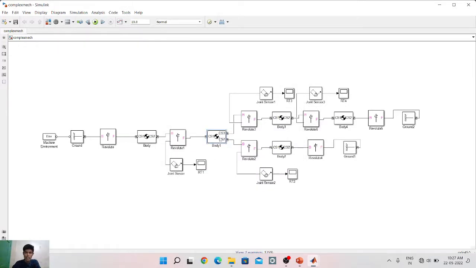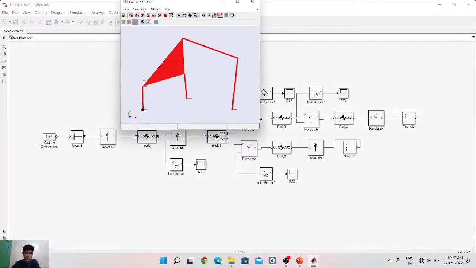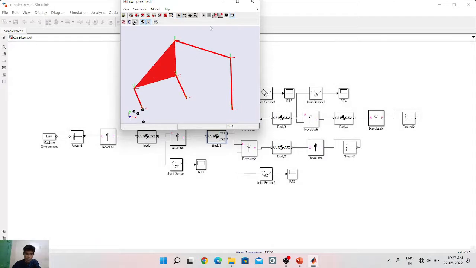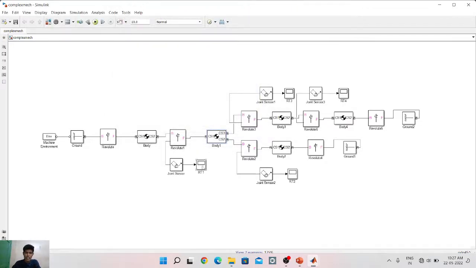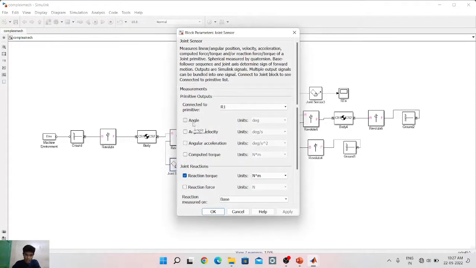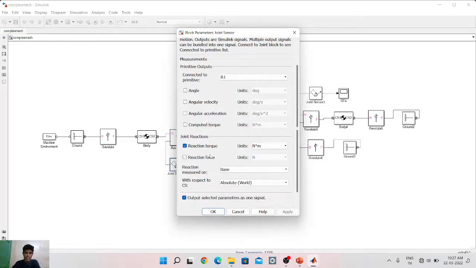After joining all the linkages, we have to simulate this using the play button. This is the simulation of my mechanism, and different graphs like angular velocity, angular acceleration, computed torque, and reaction force can be obtained using this joint sensor.